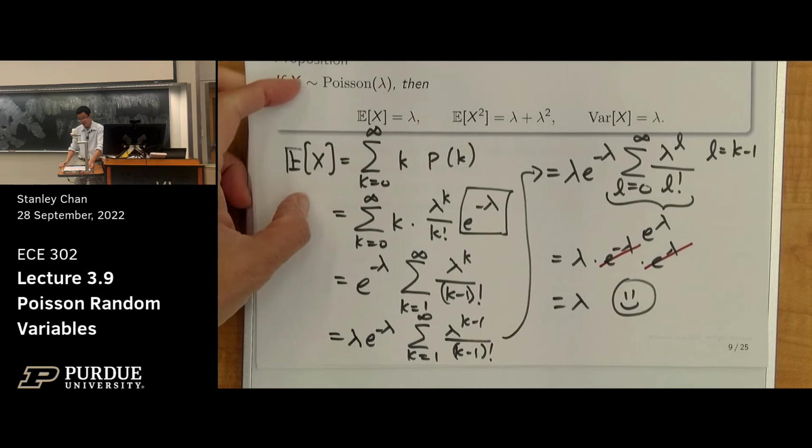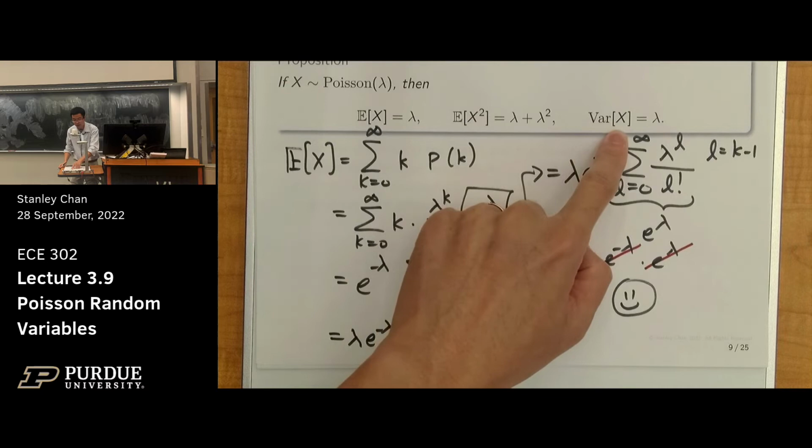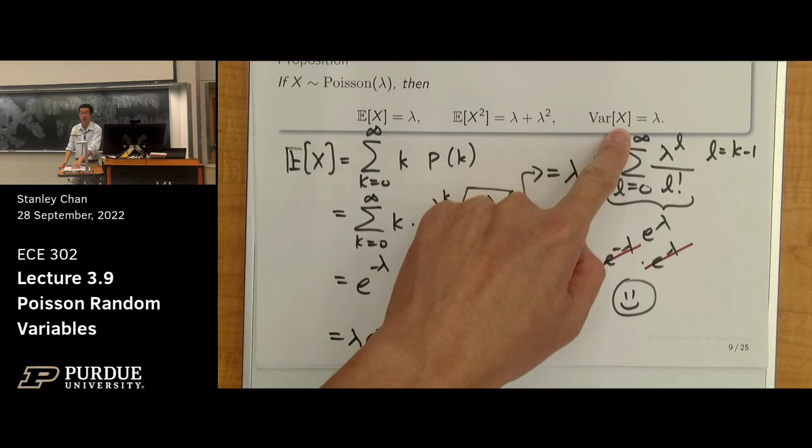You can do the same thing for the second moment. Then subsequently, you can derive the variance, which will be left to you as an exercise. If you're lazy, that's fine. You can go to the textbook. The textbook has a proof. Okay, so I will skip that.